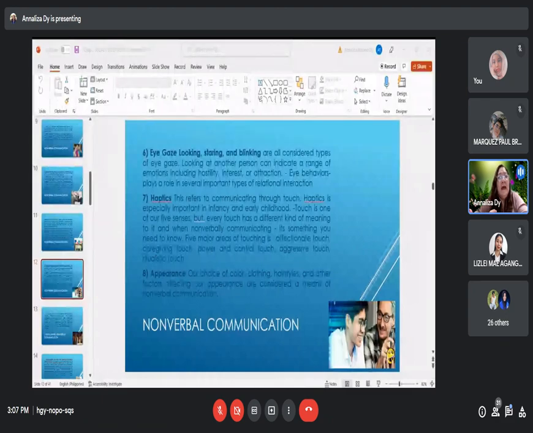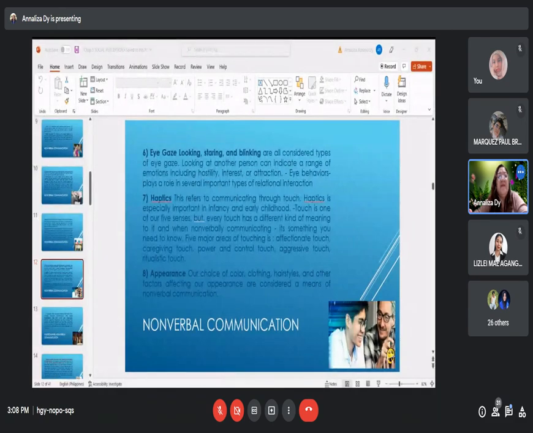affection, no? But there are also different touches, different forms of touch. What are they? The affectionate touch, the caregiving touch, power and control touch, aggressive touch, and the ritualistic touch.